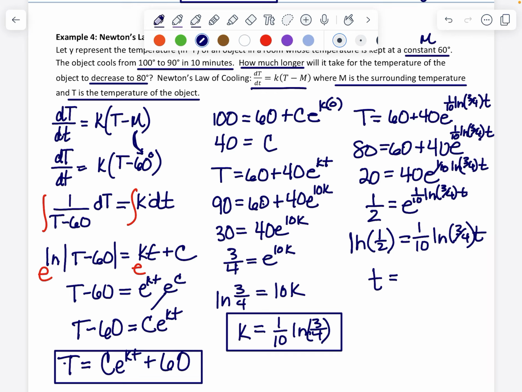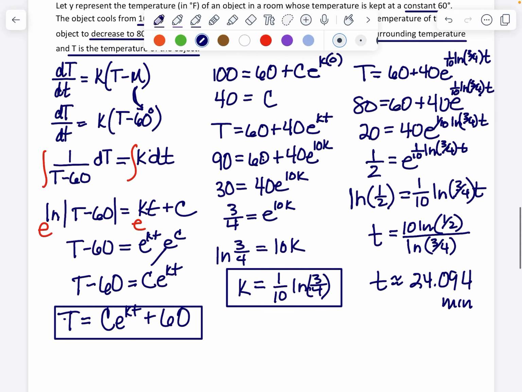So with this, we get t is equal to 10 times ln of 1/2, and then that's going to be divided by ln of 3/4. Oh, I'm sorry, that's not 10. It is 10, but remember, that 10 is from when I divided by the right-hand side coefficient. So then that would flip up to the top, and then we would have just the ln of 3/4 here. Okay, that would be our t value. So we get a t value of approximately 24.094, and that would be in minutes.